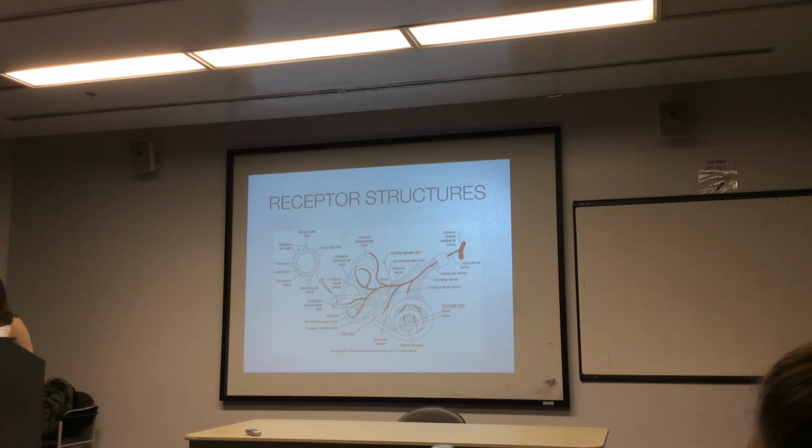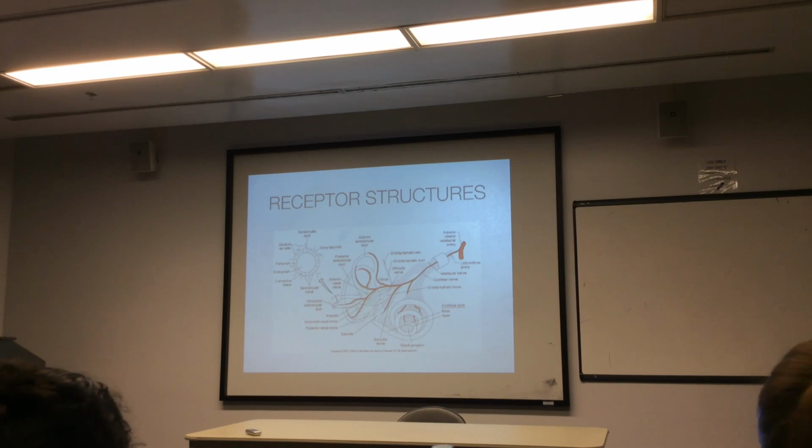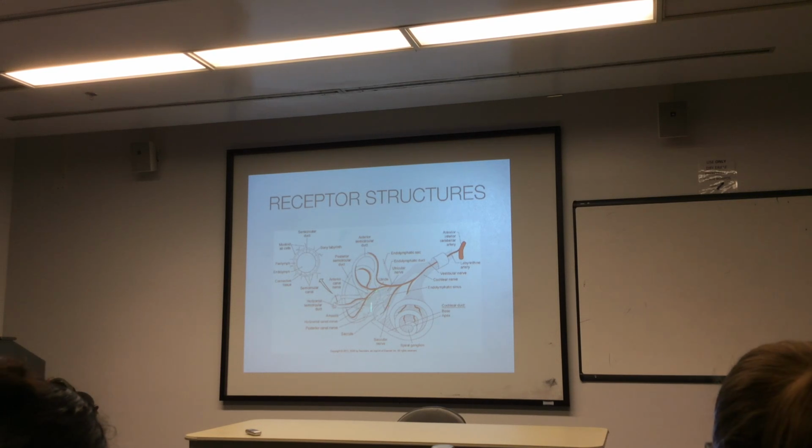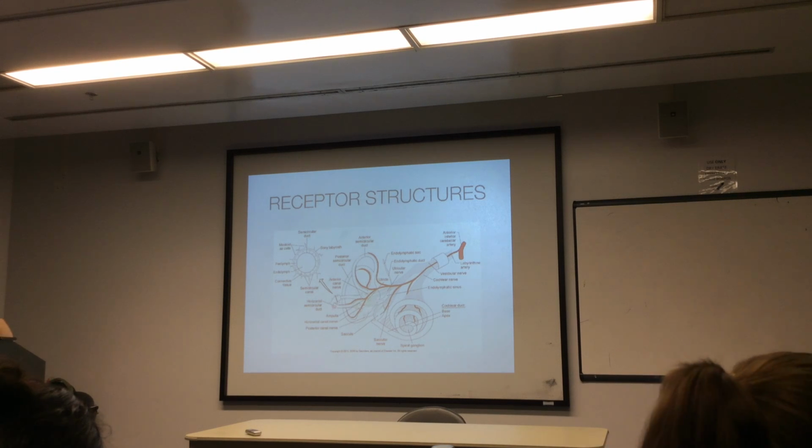Right. So back to the structures of the inner ear. Now we're going to be talking about the semicircular canals as well as the vestibule. So you've got anterior, posterior, and horizontal. And remember they end in the ampulla. And then you're going to have the utricle and the saccule, which each contain a macula. Okay.